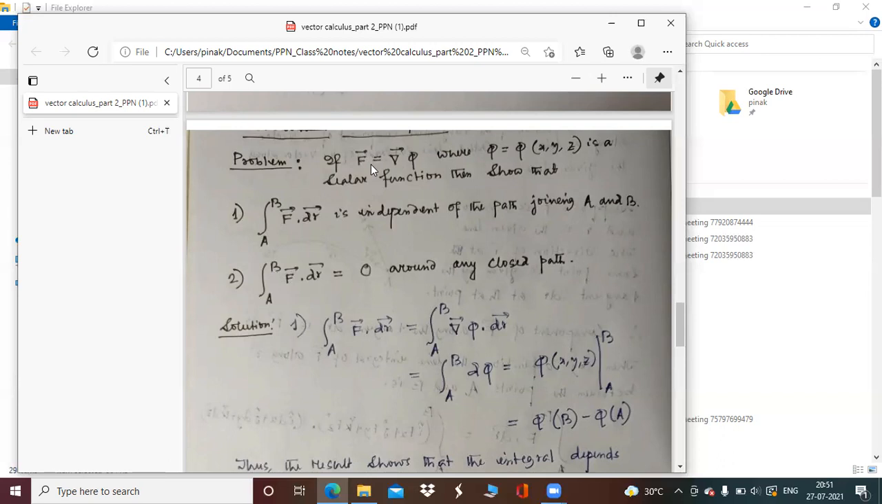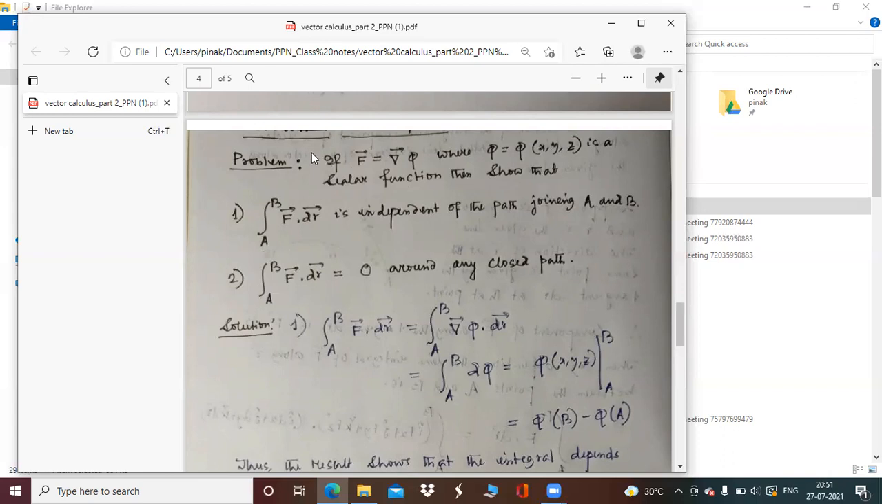Now, what are the properties? Number one, the vector should be represented as the gradient of a scalar quantity. Second point is that the line integral of the vector between 2 points is independent of the path joining the 2 points A and B. And the third point is that the line integral of the vector along a closed path should be 0. So if the vector bears all these three characteristics, then the vector is called a conservative vector field.